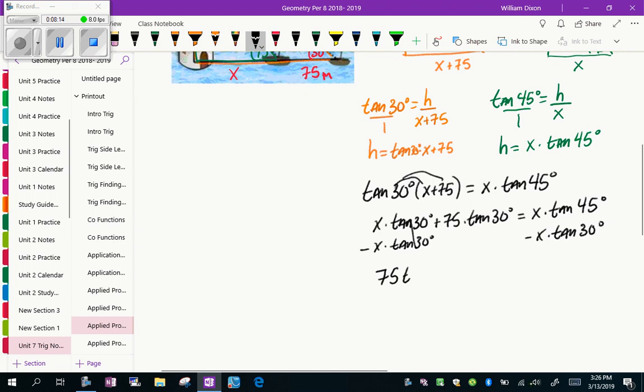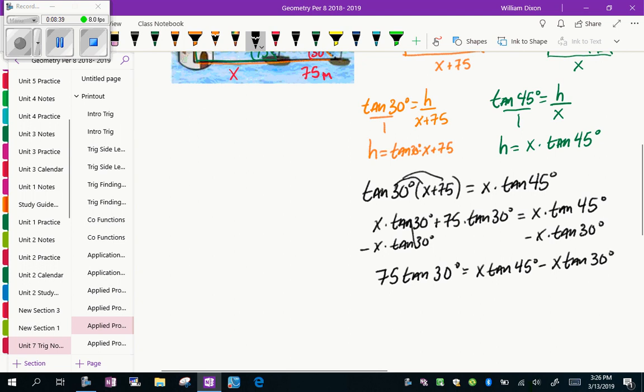tangent of 30 equals x times the tangent of 45 degrees minus x times the tangent of 30 degrees.